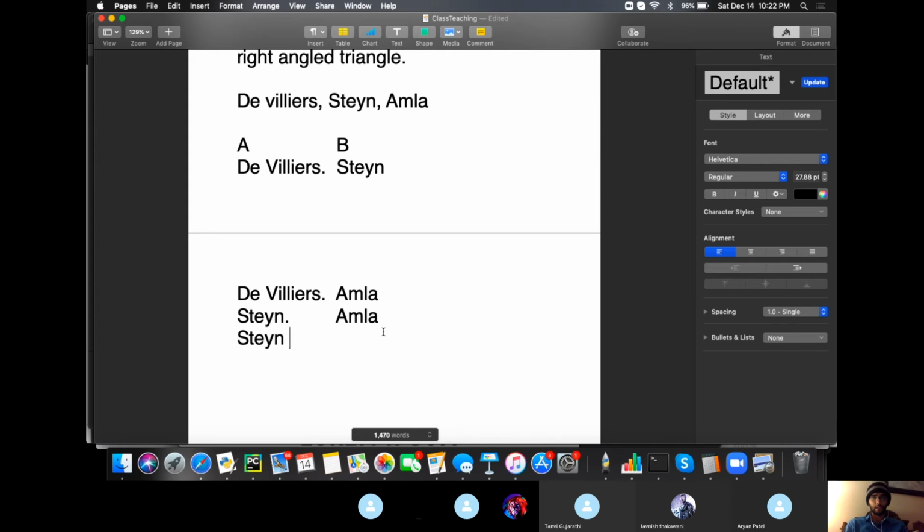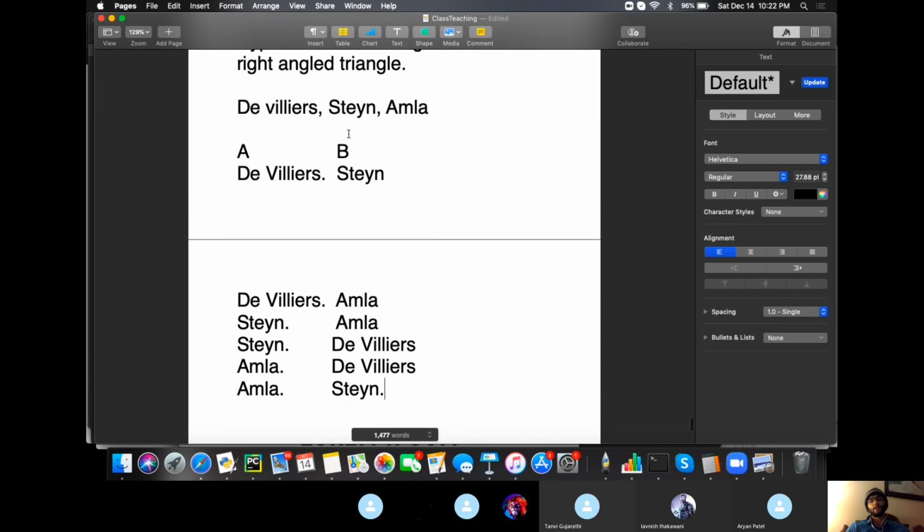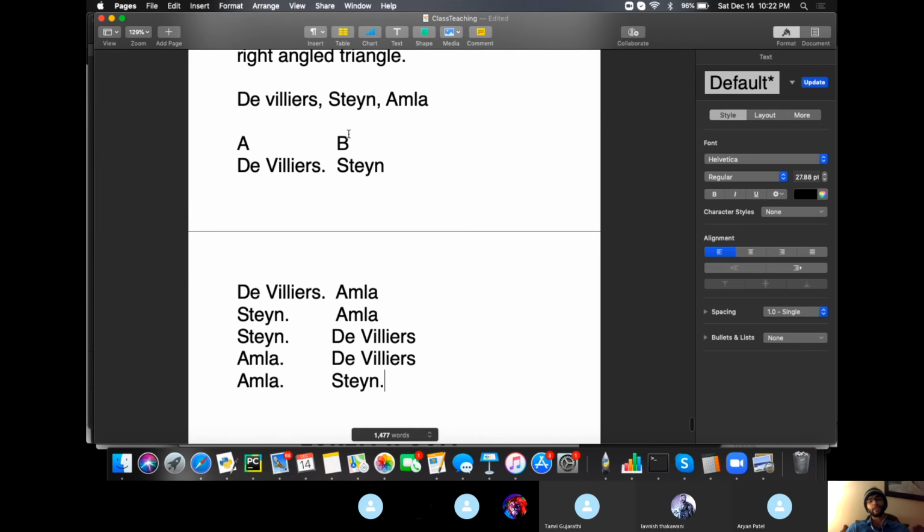So you get Stein, De Villiers, Amla, De Villiers, and then you get Amla, Stein. Okay. So with 3 people, to make them sit in 2 different seats, we had 6 different ways of doing it. Okay. So now that you know that for 3 there are 6 different ways, let's try to do it for a triangle.